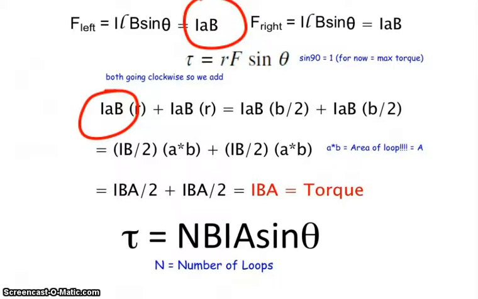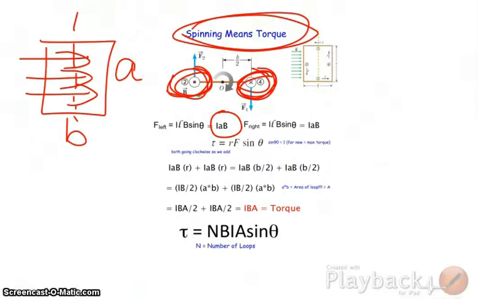So you get IB area over 2 plus IB area over 2, and that adds up to be this. Alright, take a second, look over this again. Now just figure out how I got there. It really is very cool. And you end up with this equation for torque.